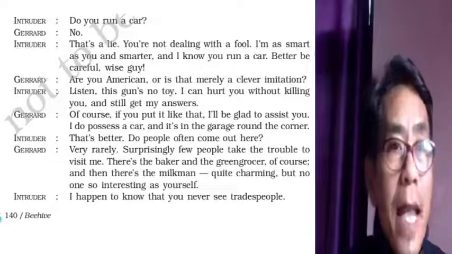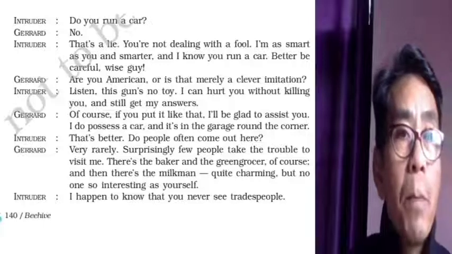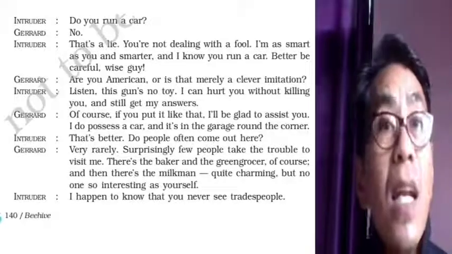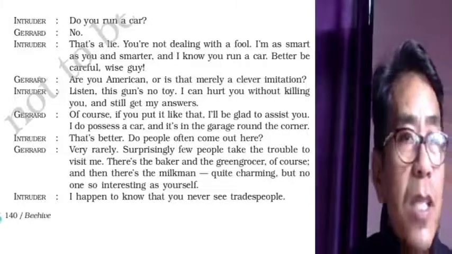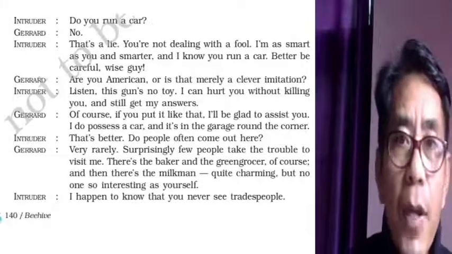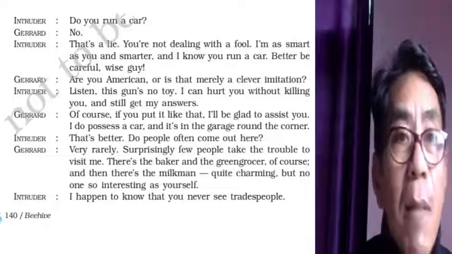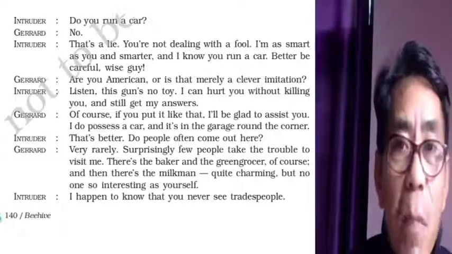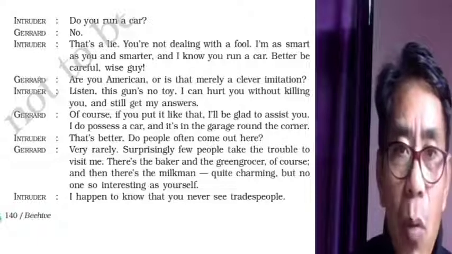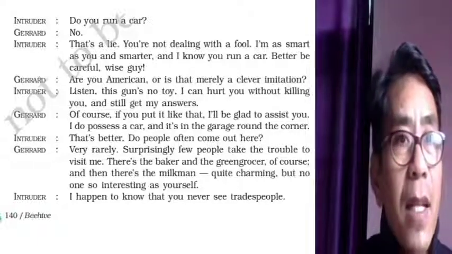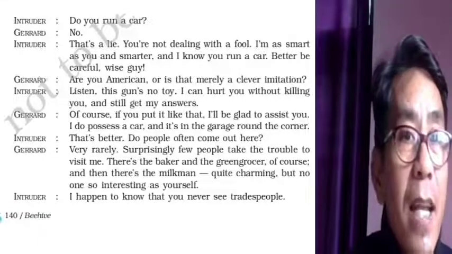Yes. And next, what did the intruder say? The intruder asked him, do you run a car? So, do you run a car means, do you have a car? And Gerard said no. That's a lie. You are dealing with a fool. I am as smart as you and smarter. And I know you run a car. Better be careful, wise guy. And then Gerard said he did not have any car.